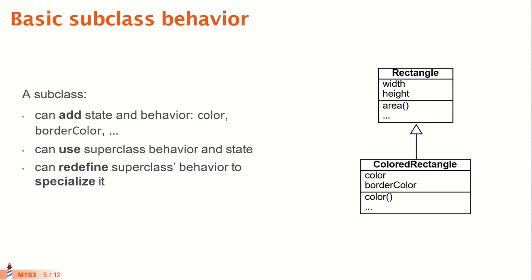Let's take an example of what we can do when we create a new class. Here I create a new class, a colored rectangle. This is a subclass of rectangle. And what can I do in a subclass? I can add state, I can add behavior, I can use superclass behavior and state, and I can redefine superclass behavior to specialize it.